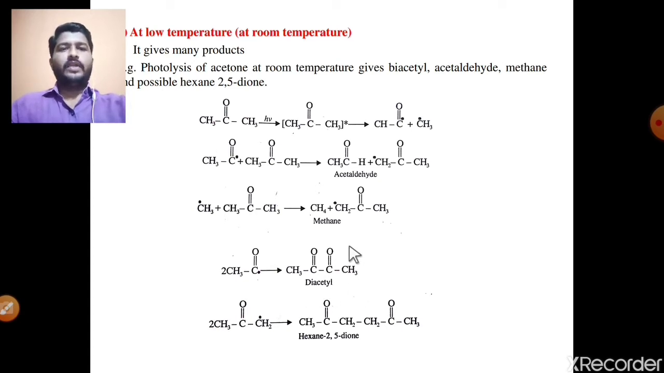Number fourth possibility, the recombination of this CH2 radical C=O CH3, meaning these two molecules recombine to each other, it gives finally hexane-2,5-dione molecule. Means in Norrish type first, at a low temperature, meaning photolysis of acetone molecule, it gives 5 products, but at a high temperature it gives only one product, and this one product is only a higher alkane molecule by decarbonylation. But in case of this low temperature, it gives a variety of products. These are the Norrish type first reactions.